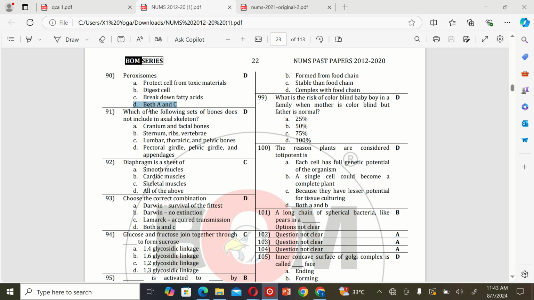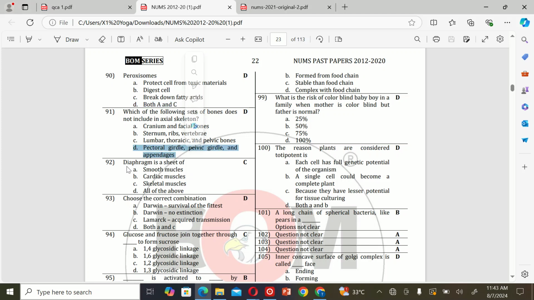The next MCQ is, which of the following sets of bones does not include an axial skeleton? A. Cranium and facial bones. B. Sternum, ribs, vertebrae. C. Lumbar, thoracic and pelvic bones. D. Pectoral girdle and pelvic girdle and appendages. So the correct option is D.